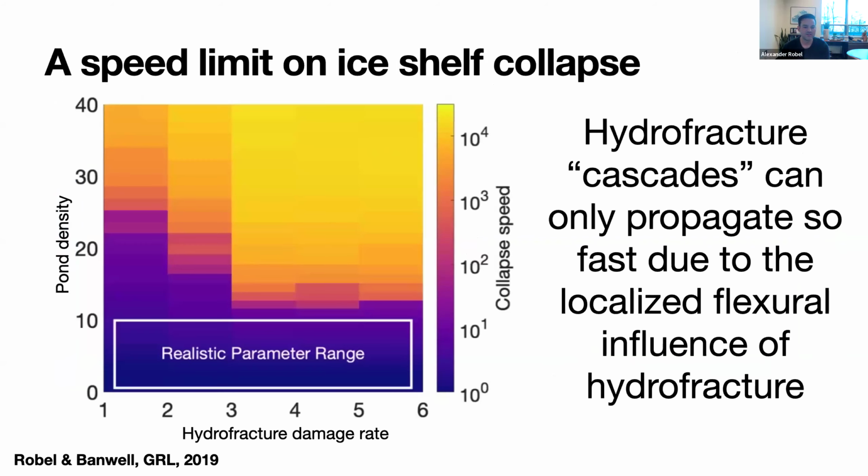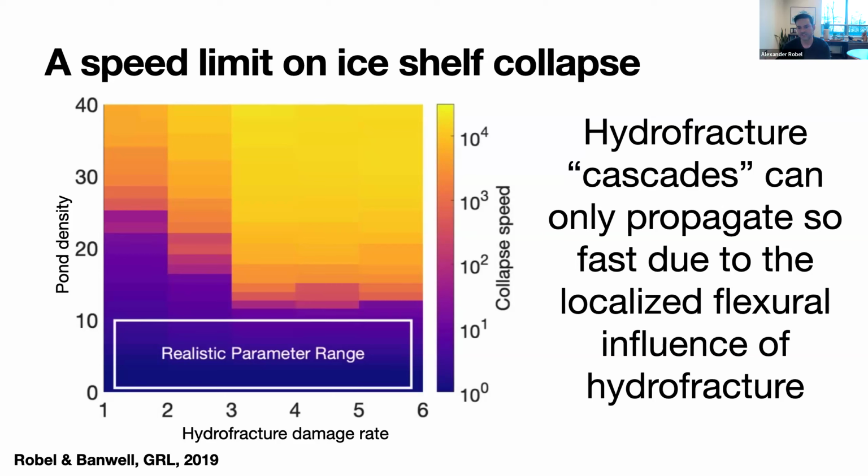In fact, you can look over a wide range of parameters, like the density of ponds on the ice shelf or the rate at which a hydrofracture event causes damage to the ice shelf. What we find is that in general, there is a speed limit on how fast ice shelf collapse can occur. Under realistic densities of water ponding and hydrofracture damage rates, really for any hydrofracture damage rate, you can't get a cascade which spans an entire ice shelf in arbitrarily little time.